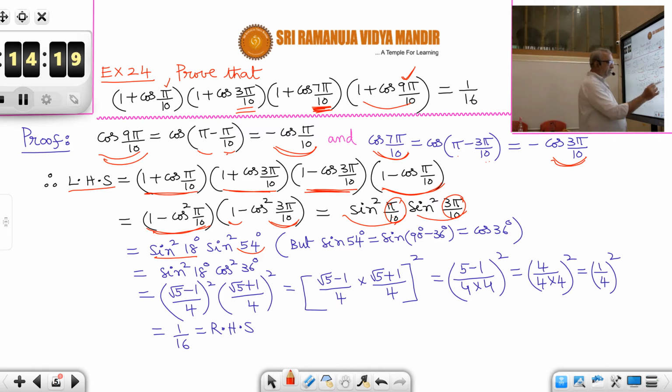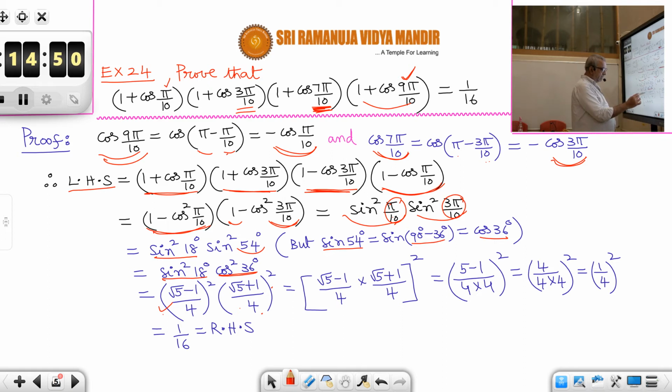But what about sin 54 degrees? Sin of 90 minus 36 degrees, which is equal to cos 36 degrees. So it becomes sin square 18 into cos square 36. But sin 18 is (root 5 minus 1) by 4, whole square. Cos square 36 degrees is (root 5 plus 1) by 4, whole square. These are standard values. You should remember them. I told you already. Sin 18 degrees is (root 5 minus 1) by 4, cos 36 degrees is (root 5 plus 1) by 4.